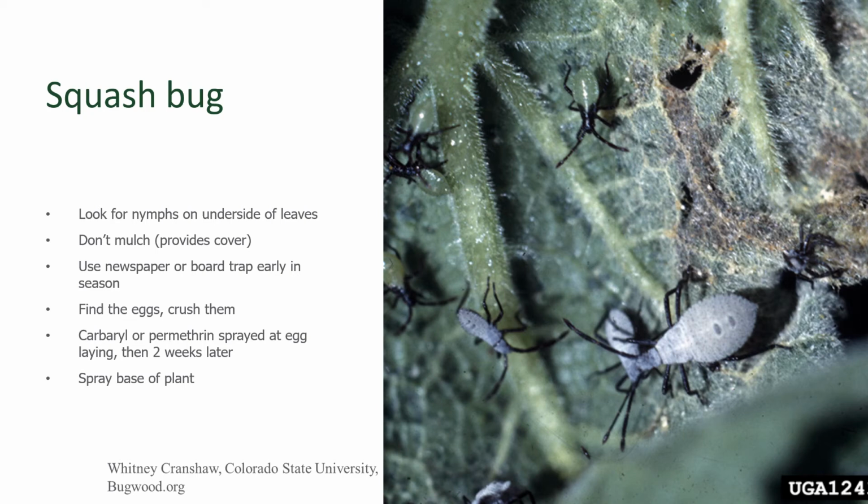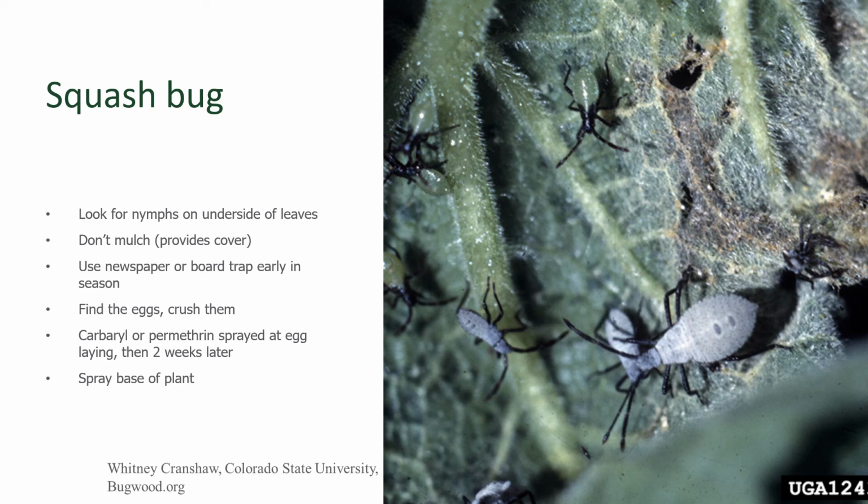Don't mulch. That's a really hard bit of advice to give Colorado gardeners, because we want to conserve water and keep the roots of our plants cool. But one of the behavioral characteristics of a squash bug is that they crawl down the plant to hide at the base in any kind of debris, such as lowered leaves or mulch. So if you have a garden that is persistently under attack by squash bugs every year, don't mulch.